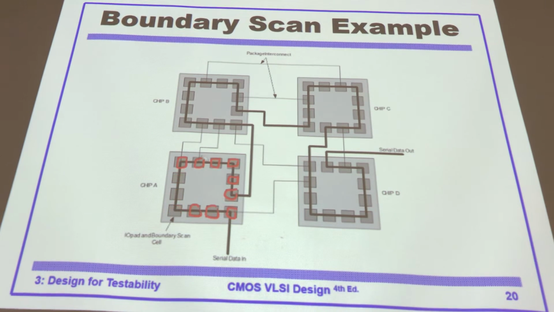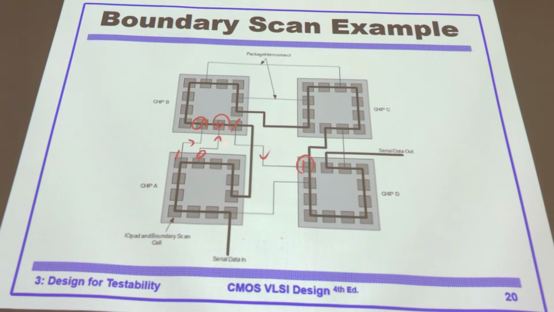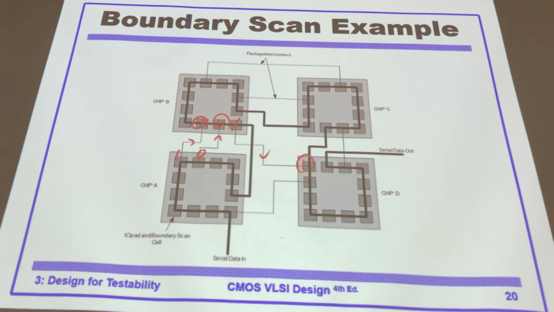Like, you can set it to 1, 0, maybe 1 here. Okay, you do the direction like this. And after one cycle, you should get 1 here, 0 here, and 1 here, to make sure that these three wires are okay. So it's just like the scan chain.